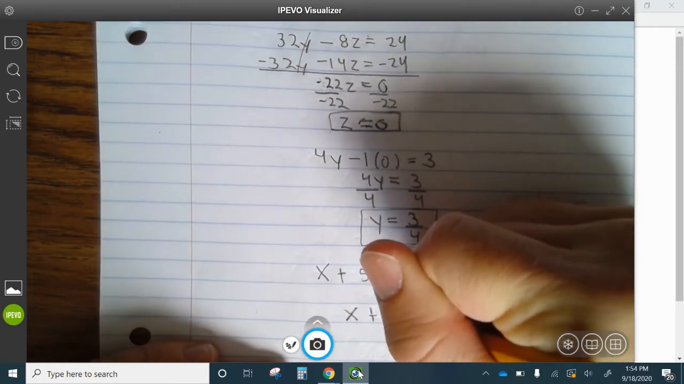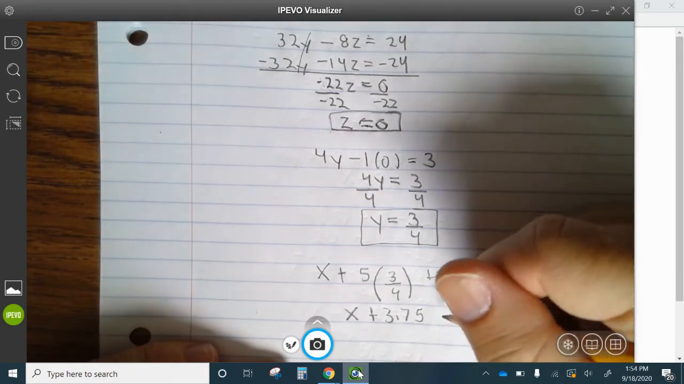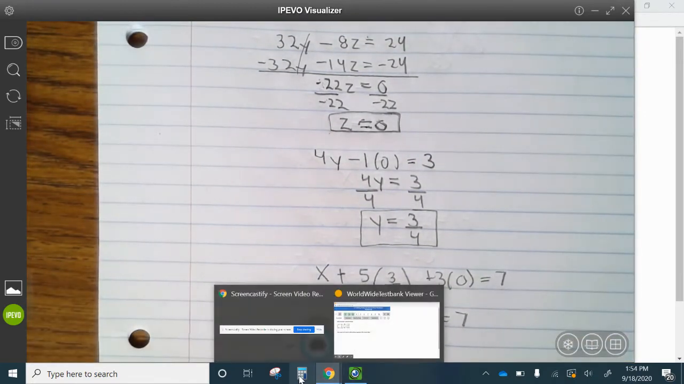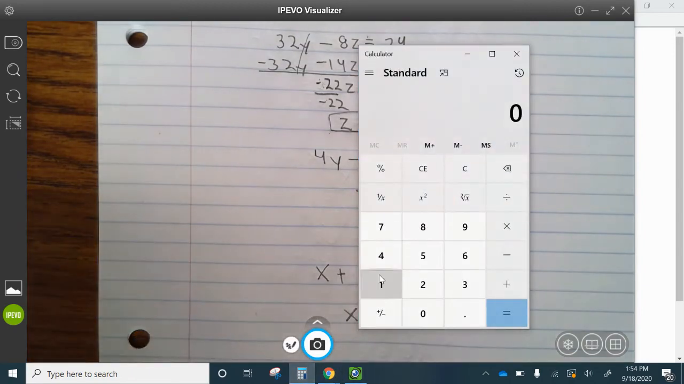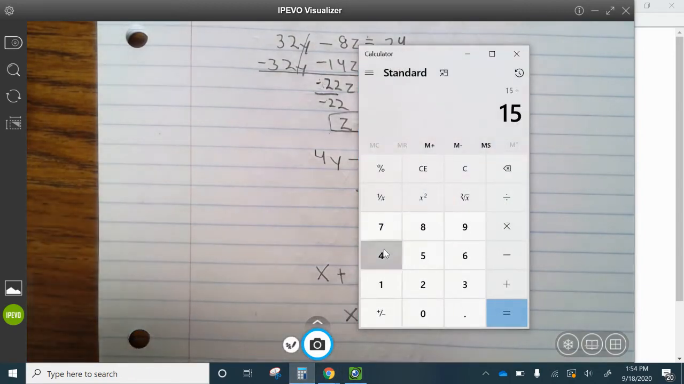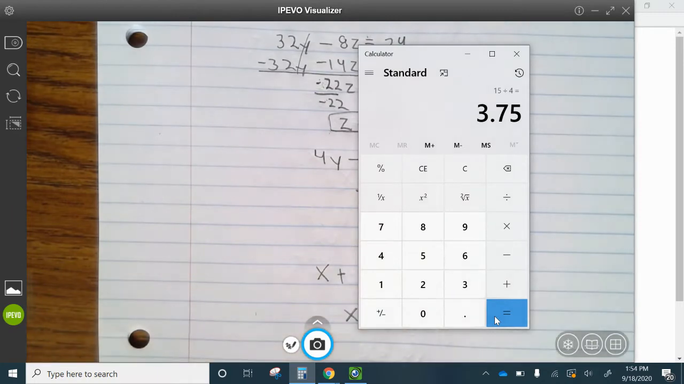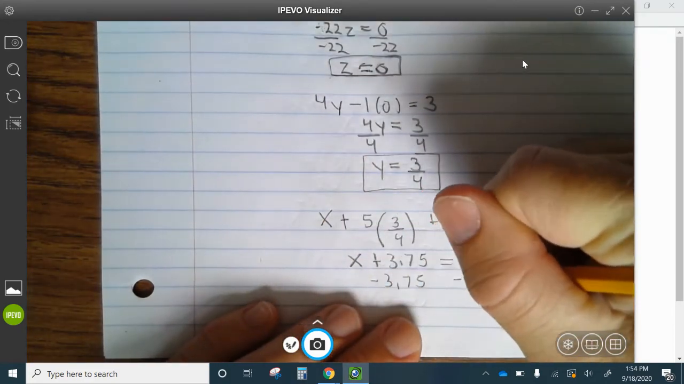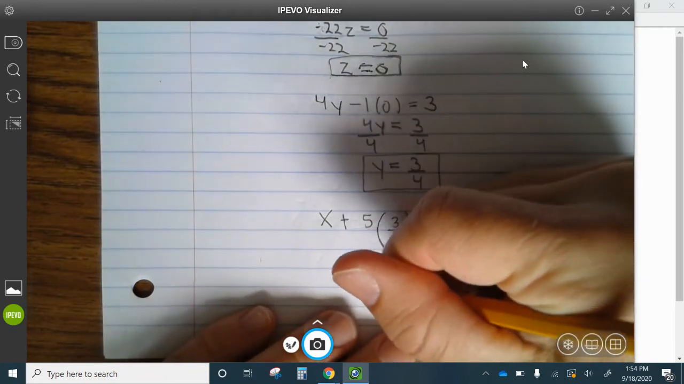So now we're going to take 7 minus 3.75, which is 3.25. So x equals 3.25. Okay, so your solution is 3.25 comma 3/4 comma 0.